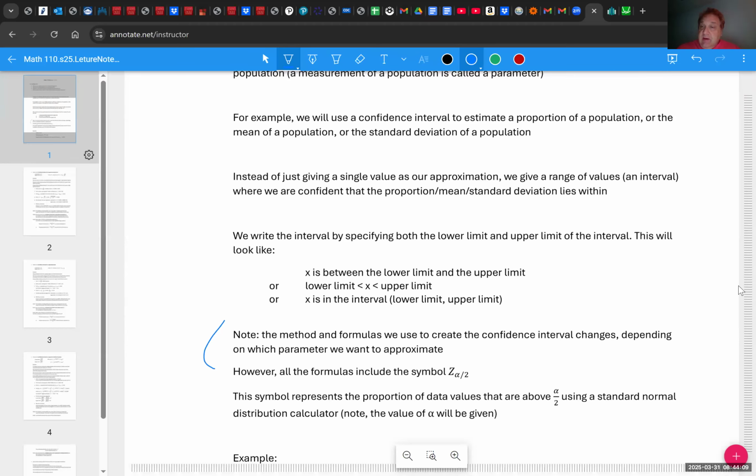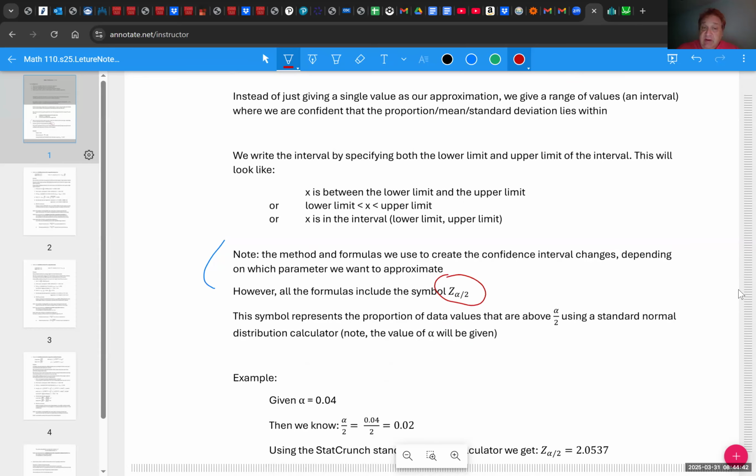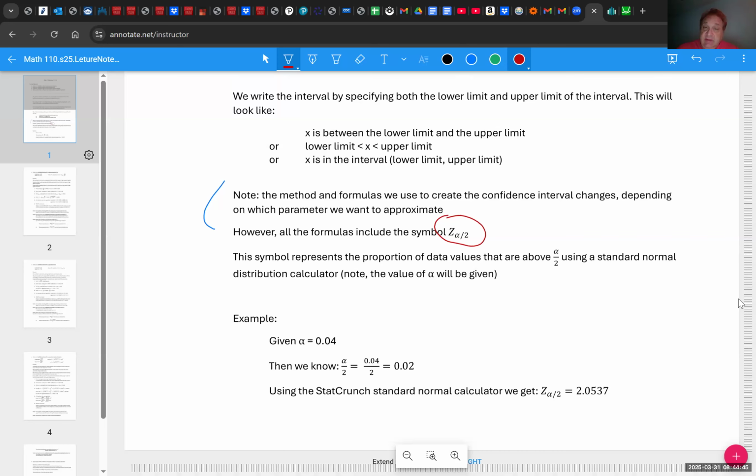All right. There's one other thing that we're going to have to show an example of is that the formulas use this funny symbol, z, with a little subscript of alpha divided by 2. So the formulas include this or some version of this, and that symbol represents the proportion of data that are above alpha over 2 using a standard normal distribution calculator. Let me do an example of that. By the way, they're going to give you the value of alpha. It's not something you have to figure out unless you just do a simple calculation to figure it out.